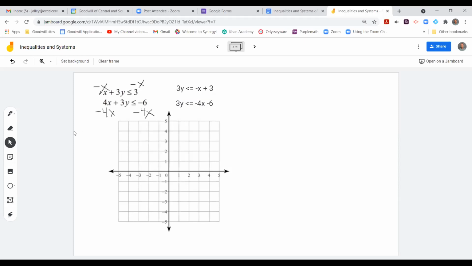Yep, divide by 3. Everything gets divided by 3 because that's our coefficient. And ironically, it's the coefficient for the y term on both of these. So y less than or equal to negative 1/3 x plus 1. Y less than or equal to negative 4/3 x minus 2.